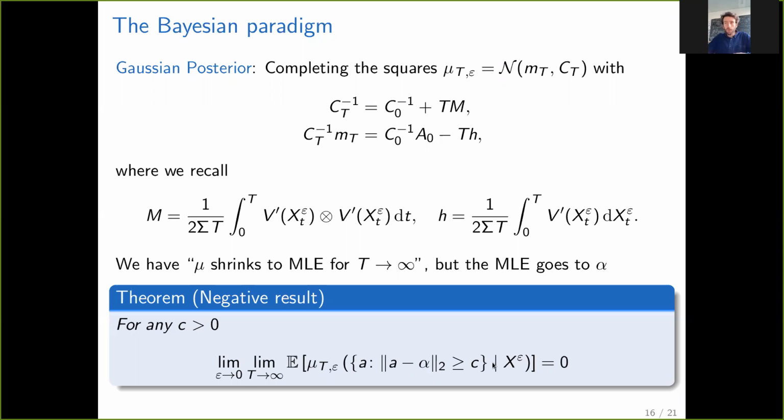So in formulae, this says what I've explained before: the posterior measure shrinks to the MLE, and at the same time, simultaneously, the MLE goes towards the wrong value. So our posterior concentrates towards the wrong value. So can we use our filtering procedure to correct this faulty behavior?